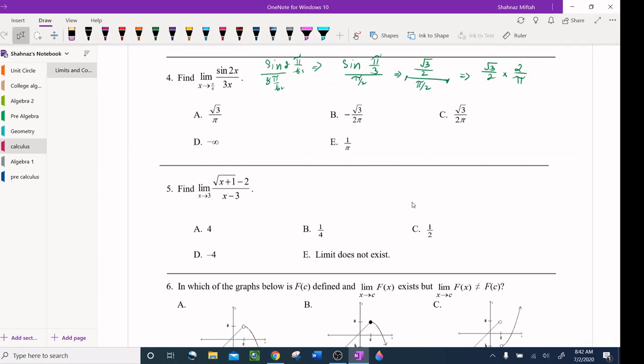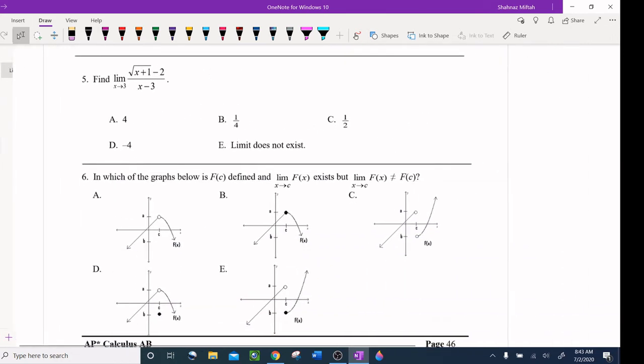You just do the reciprocal for the denominator. The 2s cancel out, and I'm left with square root 3 over pi. Square root 3 over pi, A, that's my answer. Question number 5.